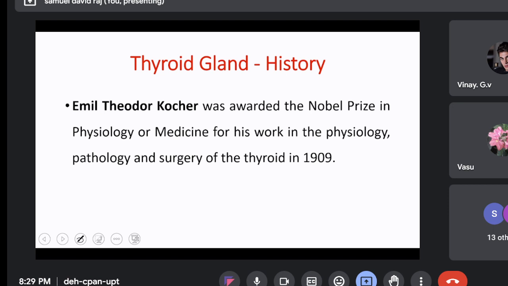There is a scientist called Emil Theodor Kocher. He got the Nobel Prize in Physiology or Medicine for his work on the physiology, pathology, and surgery of the thyroid gland in 1909. So the entire physiology and pathology was made known to the world by the research work done by Mr. Theodor Kocher.